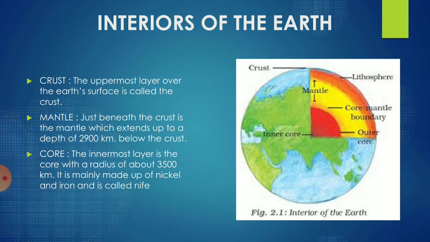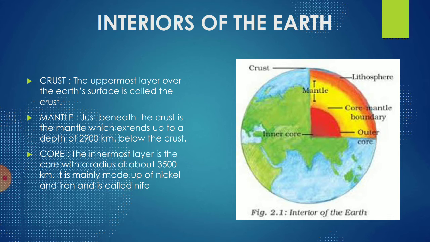The second layer is the mantle. Just beneath the crust is the mantle, which extends up to a depth of 2,900 km below the crust. And the third concentric layer is the core. The innermost layer is the core, with a radius of about 3,500 km. It is mainly made up of nickel and iron and is called NiFe.